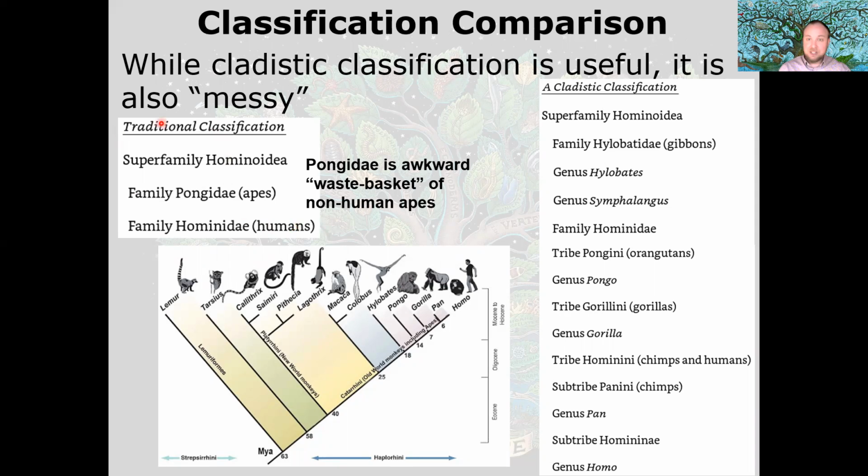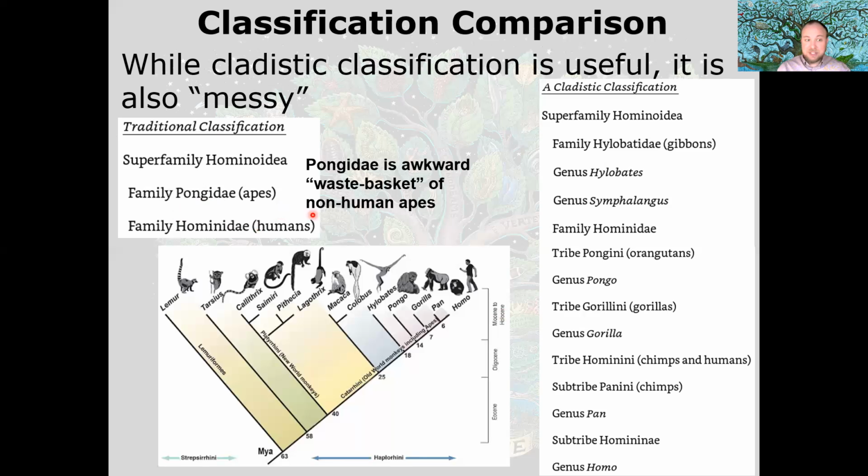So for example, humans, the traditional classification puts a superfamily of Hominoidea, and the superfamily Hominoidea consists of all of the apes, and another family that's all of the humans. One problem with this is that this family Pongidae, apes, the only structural difference between humans and apes is that the apes aren't humans.